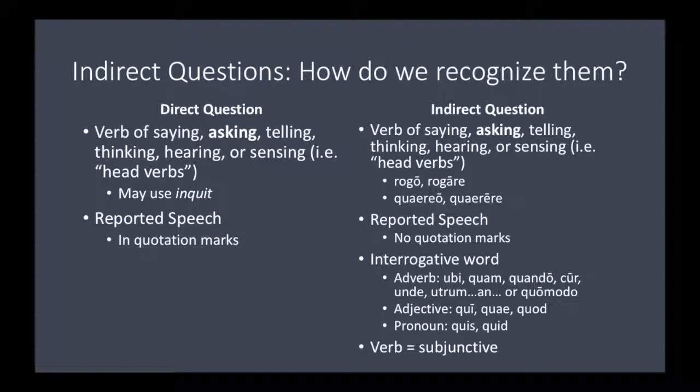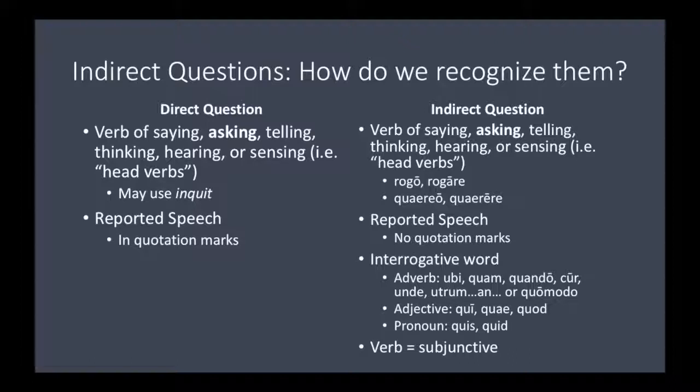Just like in English, indirect questions have a subordinate clause that is triggered by the verb in the main independent clause. This can be a verb of asking like rogo rogare or quaereo quaerere, but it can also be another head verb. Remember that many teachers refer to any verb of saying, asking, telling, thinking, hearing, or sensing as head verbs because they are now all understood to happen with our heads.